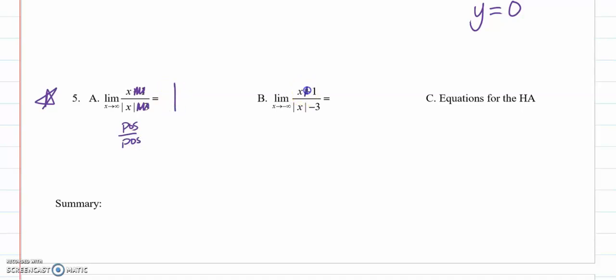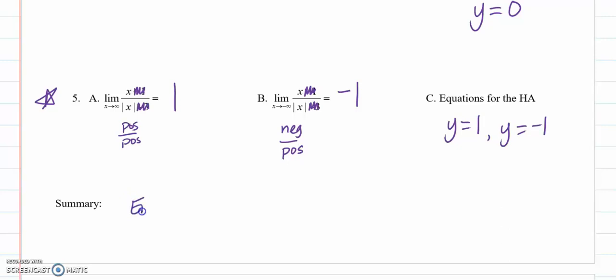But in b, when you substitute in negative infinity, your numerator will be negative and your denominator will be positive because of the absolute value. So that means you have a limit that goes to negative 1. This has two different asymptotes, and you have two different end behaviors because you have one at infinity and one at minus infinity. So we have y equals 1 and y equals negative 1.